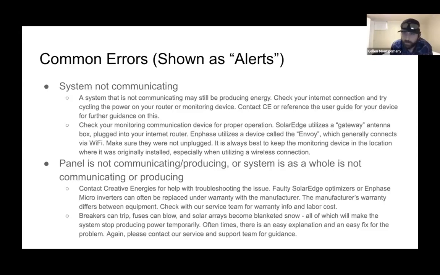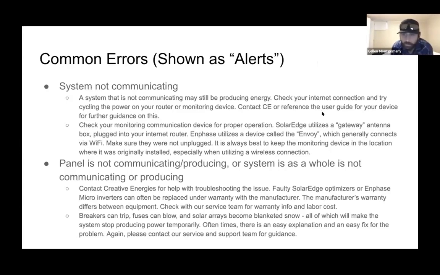When we install the monitoring device, we go through a process of identifying a location in your house that will be effective and should be effective long term. So it's always best to keep the monitoring device in the location where it was originally installed. And that's especially true when you're utilizing a Wi-Fi connection, as is the case with the Envoy. And it's worth noting that a lot of newer SolarEdge systems now utilize a cellular connection, which essentially is installed in the inverter and gives you 12 years of uninterrupted cellular connectivity for your monitoring. And those generally don't show any issues. They generally are trouble-free, maintenance-free for the long run.